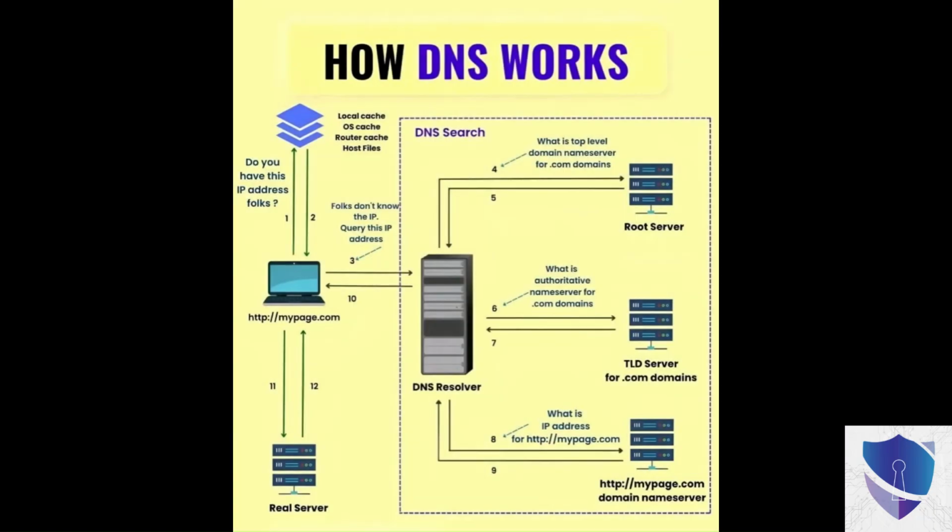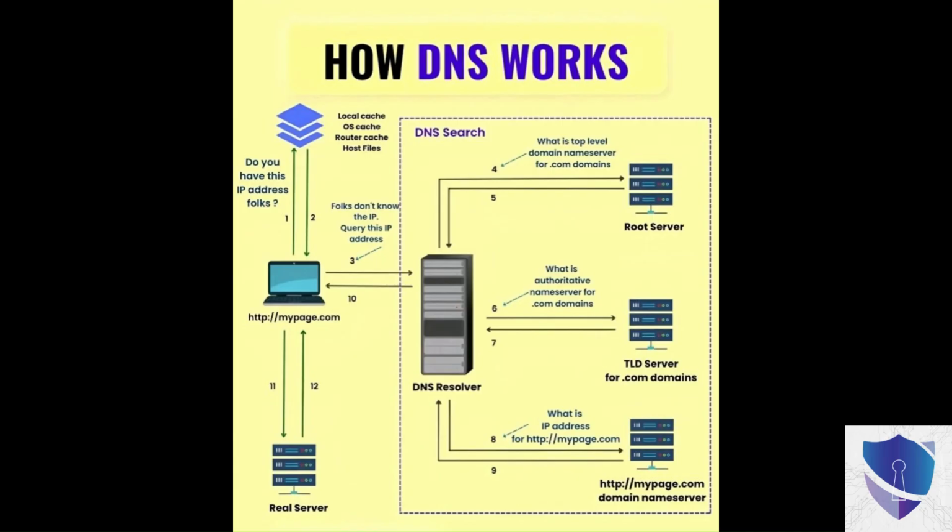Step-by-step DNS flow. Step 1 to 2, local cache check. The moment you press enter, your computer first asks, do I already know the IP address for this domain? It checks browser cache, operating system cache, router cache, host file. If the IP is found here, DNS lookup ends immediately. That's why websites load faster the second time.